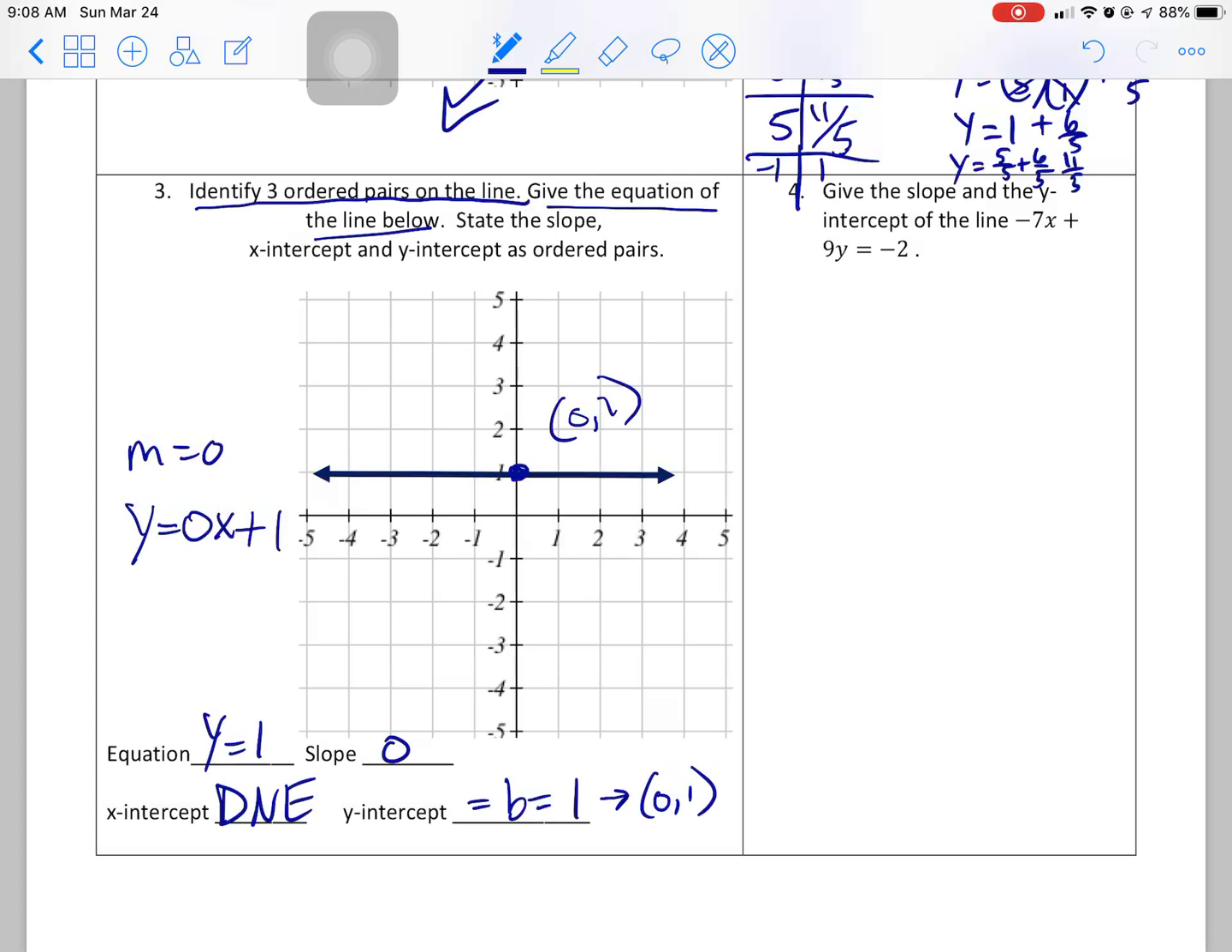Okay? This one says give the slope and the y-intercept of the line. Let me write this down. Plus 9y equals negative 2. Give the slope and the y-intercept. This is not in slope-intercept form. Let's move it.